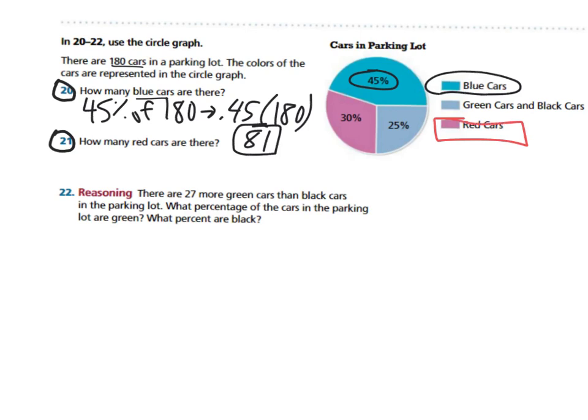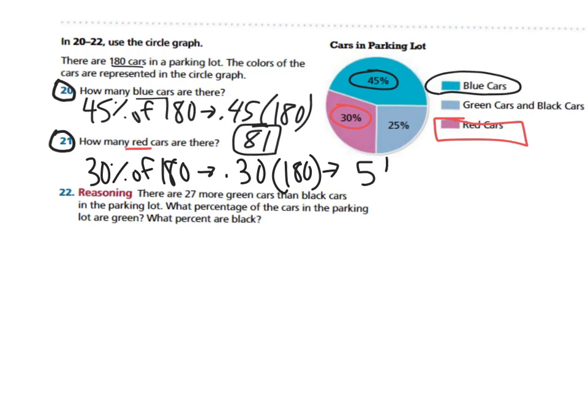Number 21, we're looking at red cars. So red cars is 30%. So 30% of 180. Move your decimal and multiply that, and that would be 54 red cars.